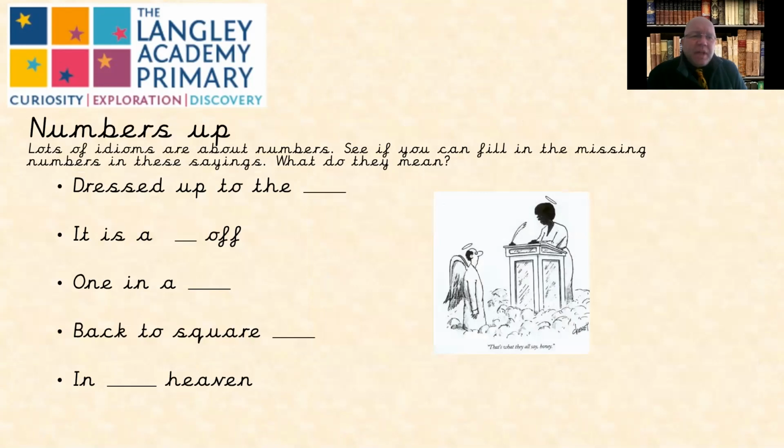Right, all these idioms involve numbers. So we've got a missing number in each one. I wonder if you've heard any of these and can tell me what the numbers are that are missing. Okay, so we've got dressed up to the it is a off, one in a back to square in heaven. Any ideas? Pause the video, have a go at just jotting those down.